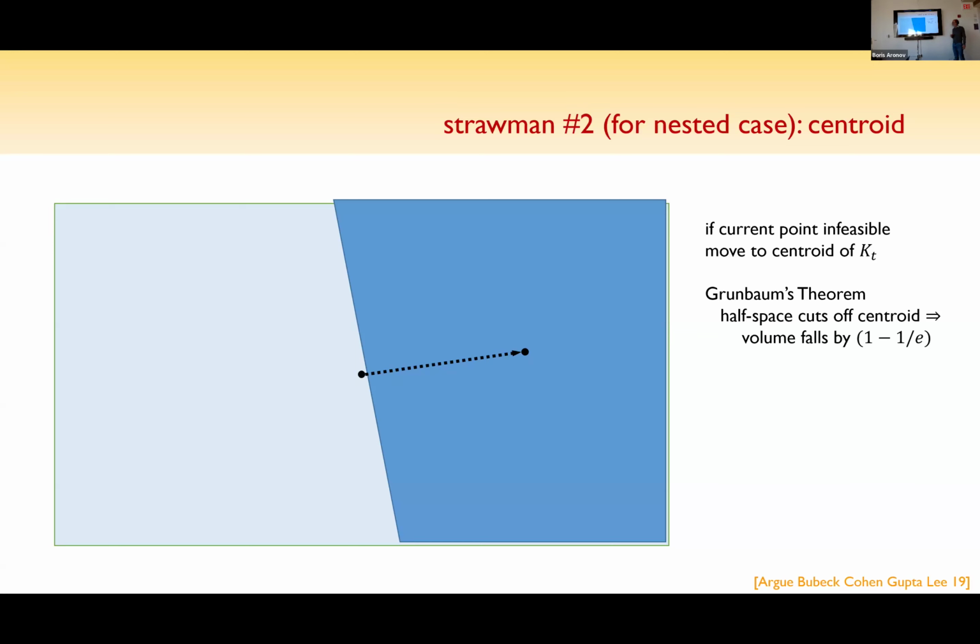Grunbaum's theorem says take any convex body, take its centroid, any hyperplane through the centroid. The two sides are roughly balanced: 1 over e, 1 minus 1 over e. The bad case is the simplex. Okay, Grunbaum's theorem. So what's happened? Every time I move, the volume of my current convex body has shrunk by a constant factor. I'm making great progress in volume.